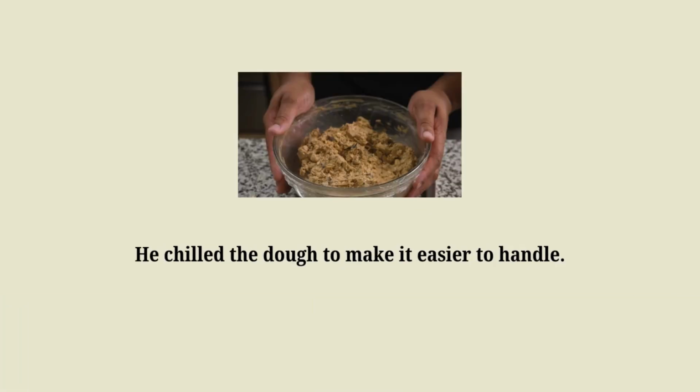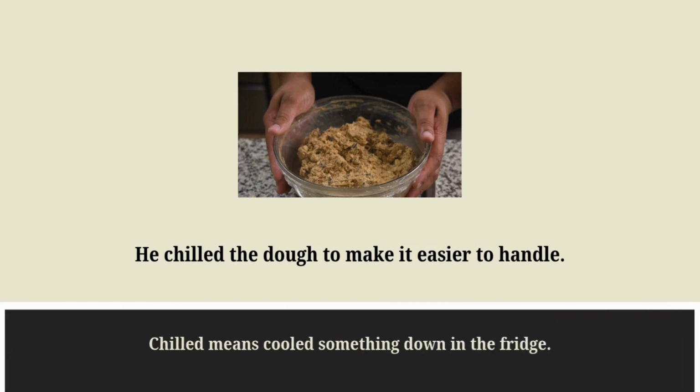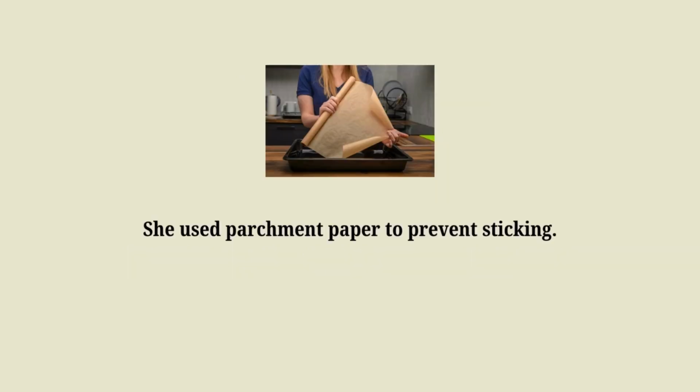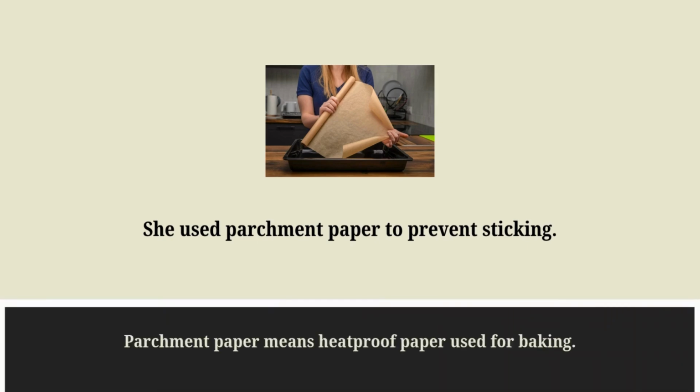He chilled the dough to make it easier to handle. Chilled means cooled something down in the fridge. I dusted the top with powdered sugar before serving. She used parchment paper to prevent sticking. Parchment paper means heat-proof paper used for baking.